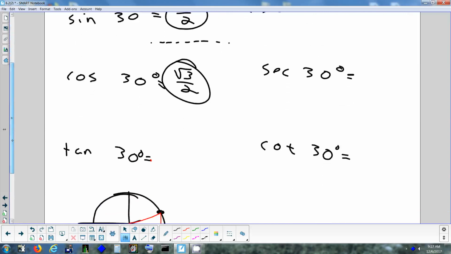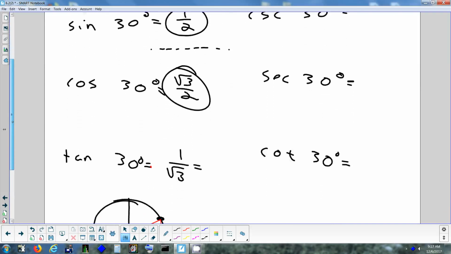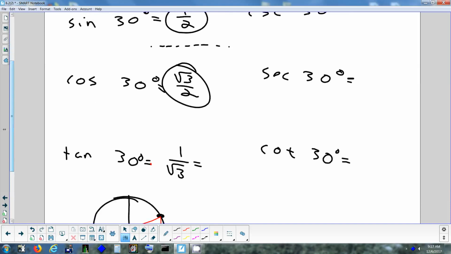So the 2's would cancel out. So you'd have 1 divided by square root of 3. But we need to fix that because the root's in the bottom. So what would you get if you multiply top and bottom by square root of 3? Yep, Sam. Square root of 3 over 3. Now keep that other answer that it was equal to, because that's going to come in handy in a second when we do cotangent.